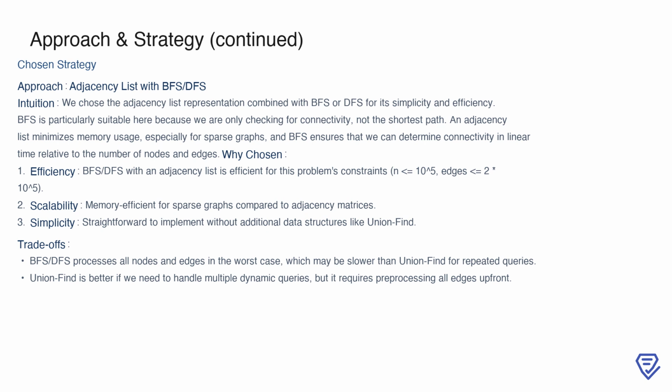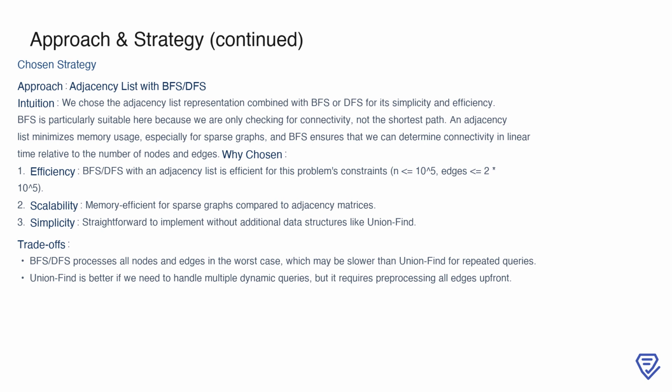This decision was based on a few key reasons. First, BFS is particularly well suited for checking connectivity between nodes, as it systematically explores all neighbors before delving deeper. Second, the adjacency list representation is highly efficient in terms of memory usage, especially for sparse graphs, which aligns perfectly with the problem's constraints.